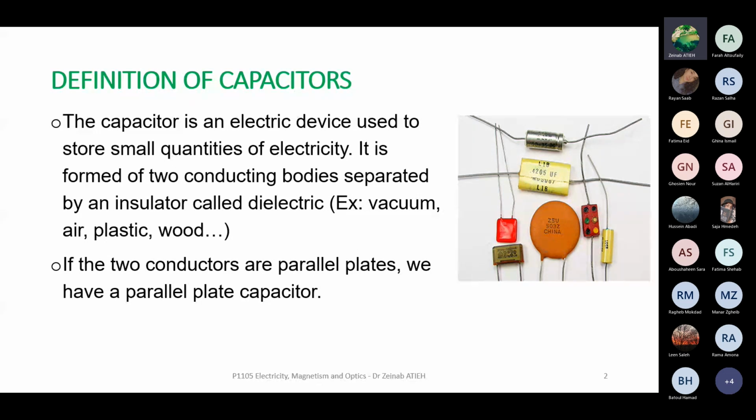One common type of capacitor is the parallel plate capacitor. You all know what a parallel plate capacitor is. If the capacitor is formed of two parallel plates facing each other in this way, separated by a distance d, we say that we have a parallel plate capacitor. This is just one form. They must not be formed in this way. They can be formed in any shape, provided that there is an insulator in between. So this is the definition of capacitors.